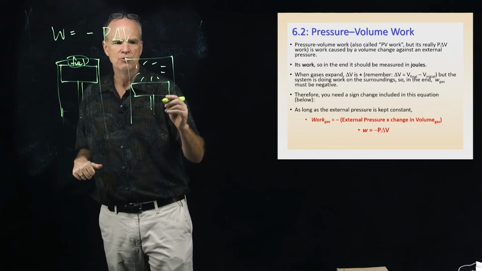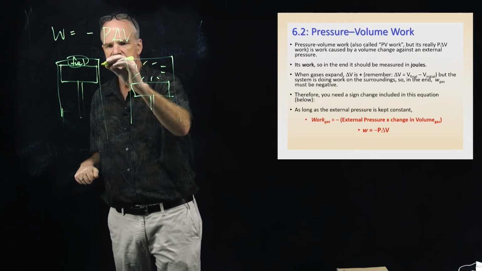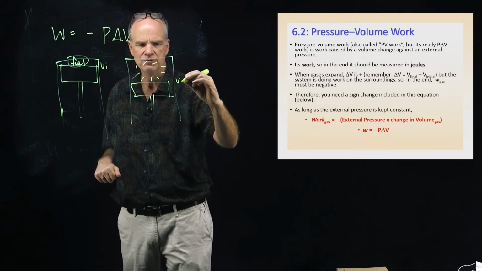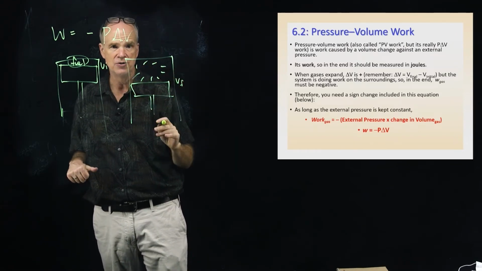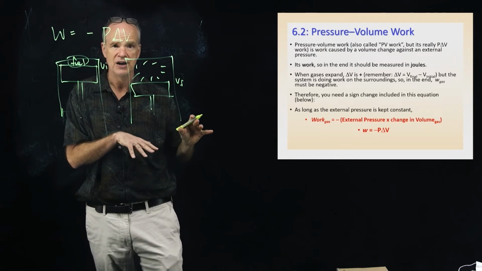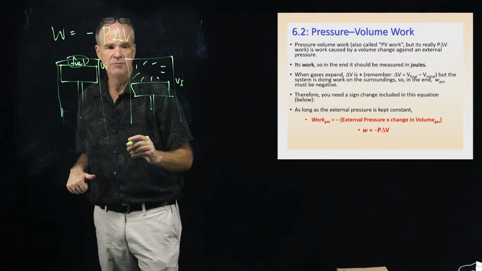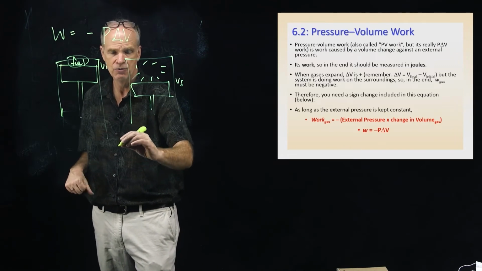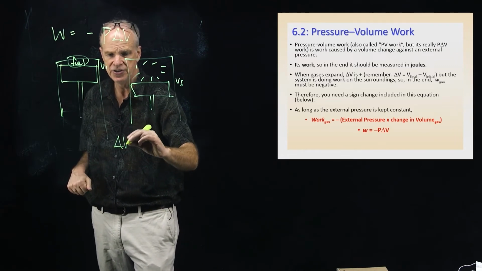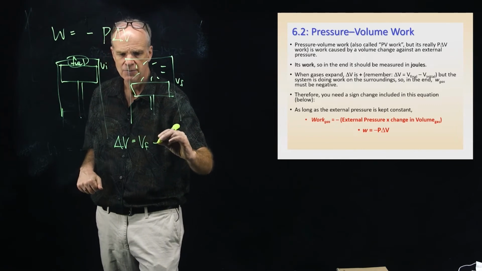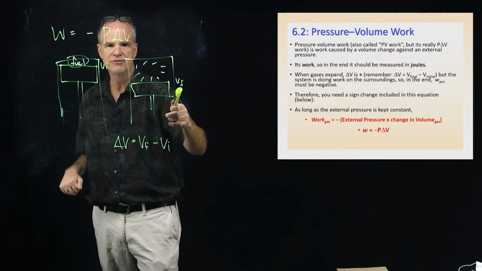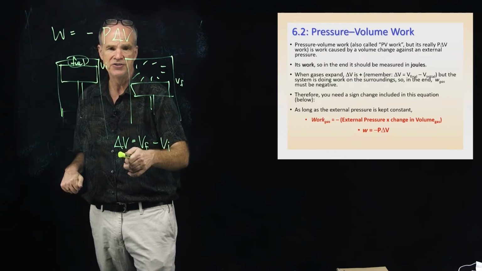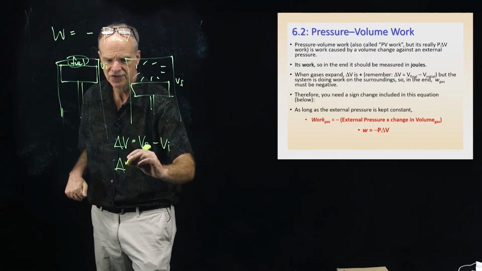For example, here we have an initial volume, say V_i, and here we have a final volume. The change of volume is part of the process of the work being done. So how would you calculate work here? We would take the delta V, which is equal to the final volume minus the initial volume. The final volume is going to be a larger number than the initial volume, right? So delta V is going to be positive. It will have to be a positive number.